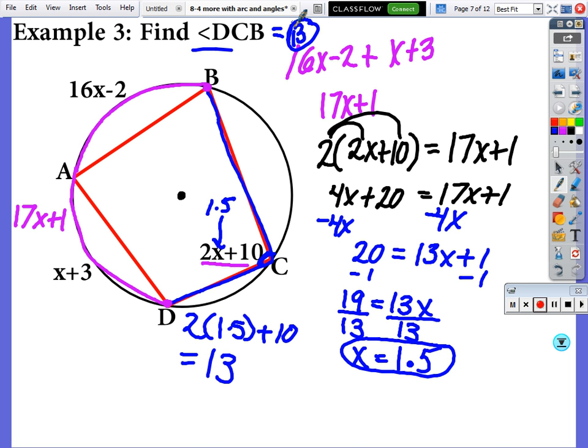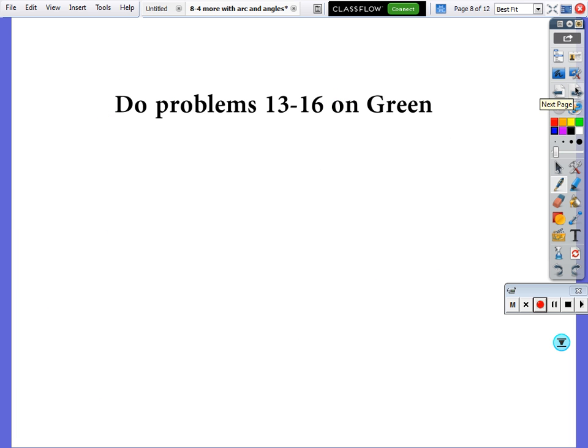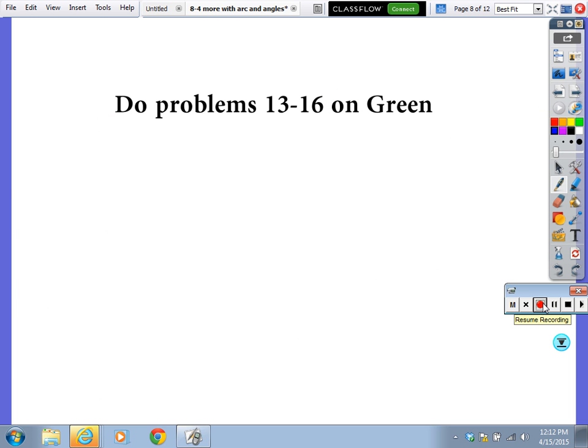So yes, you might have to solve for x to be able to find an arc or find an angle, but just set up a true statement and solve for x. Also keep in mind there is a difference between angle DCB and arc DCB, so just be careful when you're doing the assignment, okay? The angle is the inside of this figure here, and the arc is on the outside of the circle. Okay, so do problems 13 through 16 on green, and then I'll set you free to work on the pink worksheet, because it's nothing new, but just making sure we can apply it.